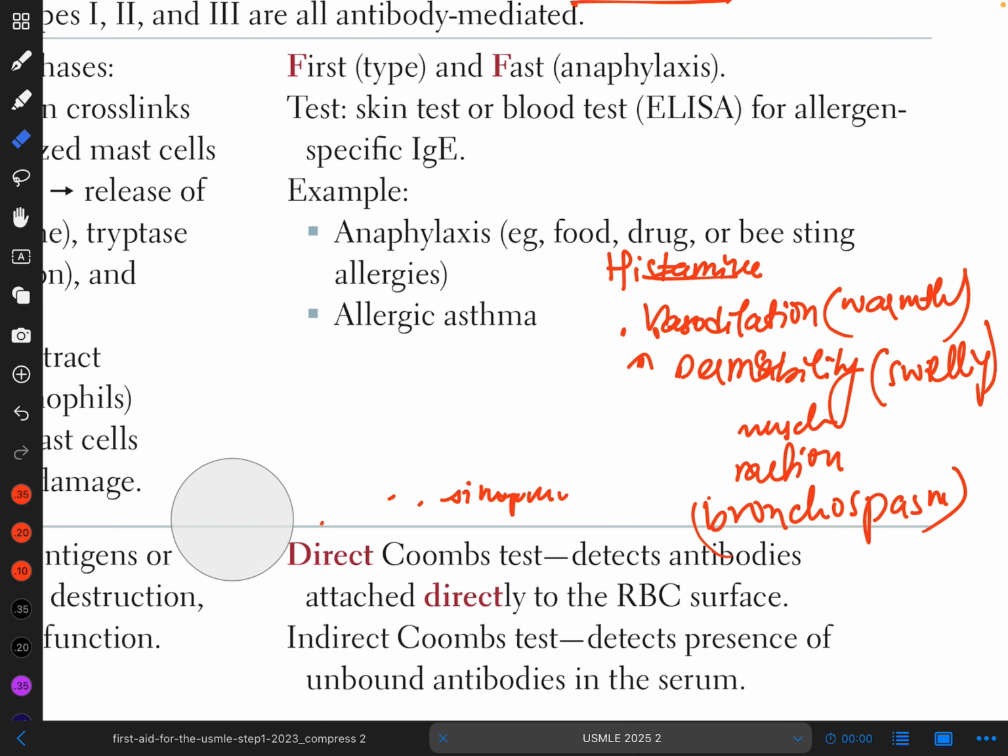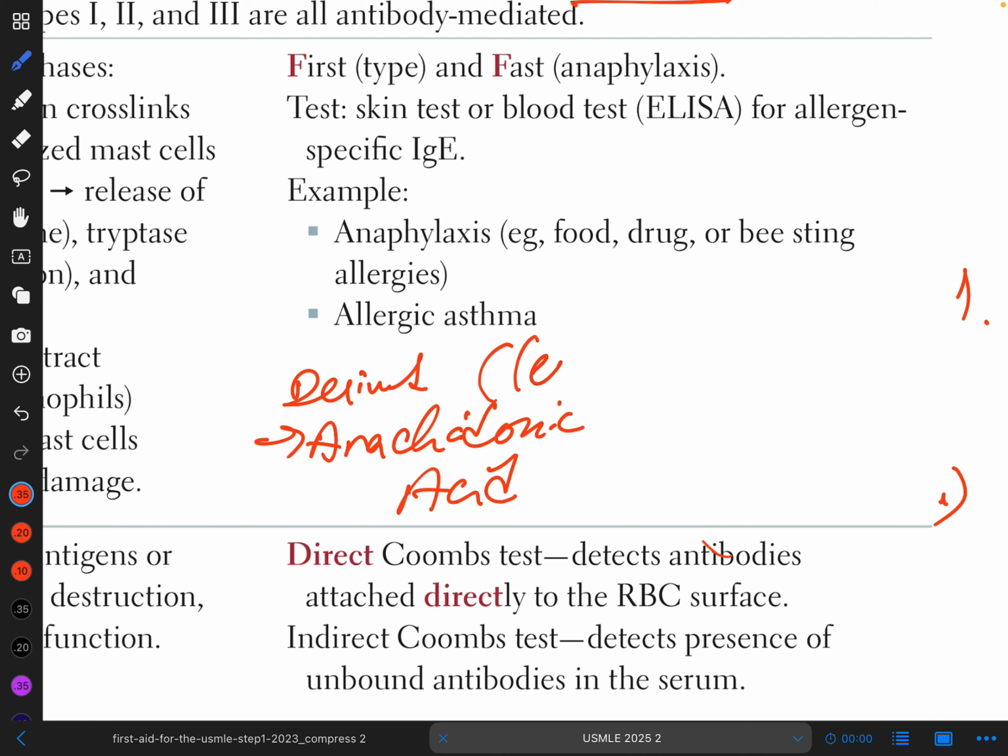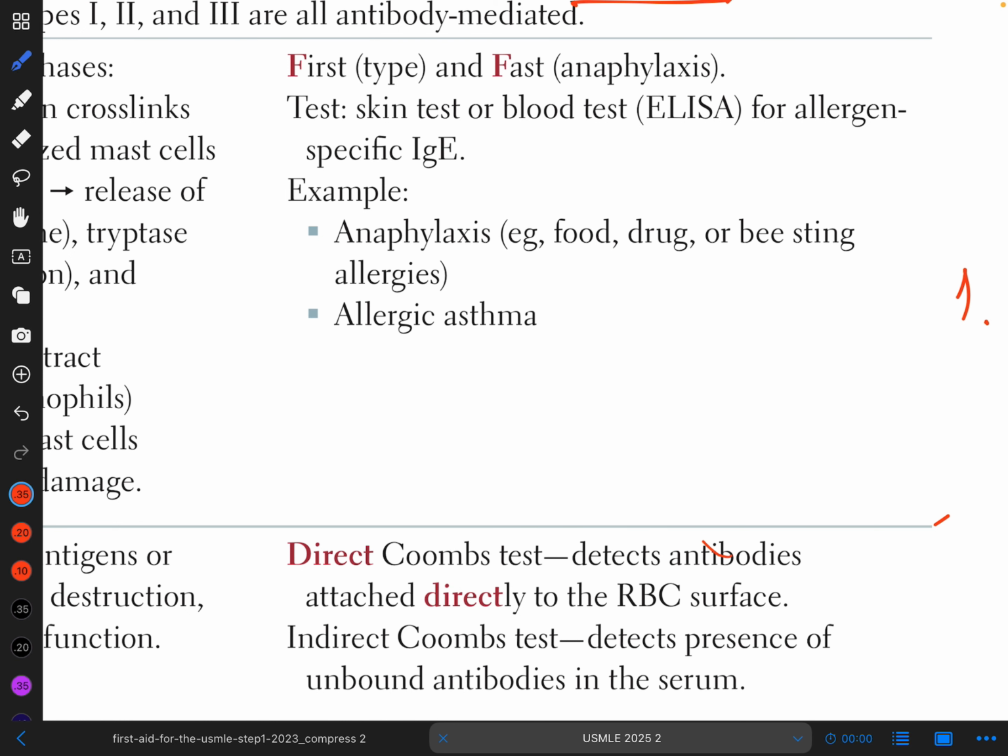There are also leukotrienes, prostaglandins, and thromboxane, which are all derived from arachidonic acid. These are all mediators of type 1, the eicosanoids.